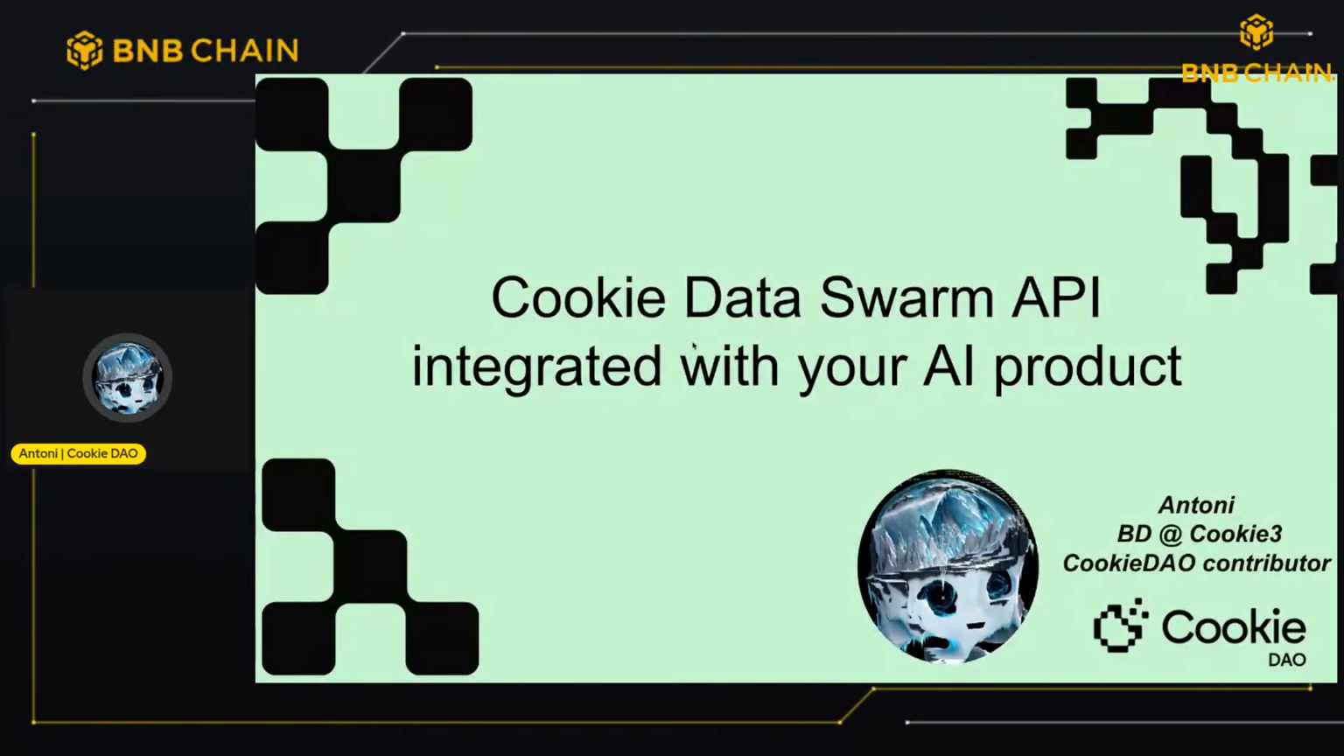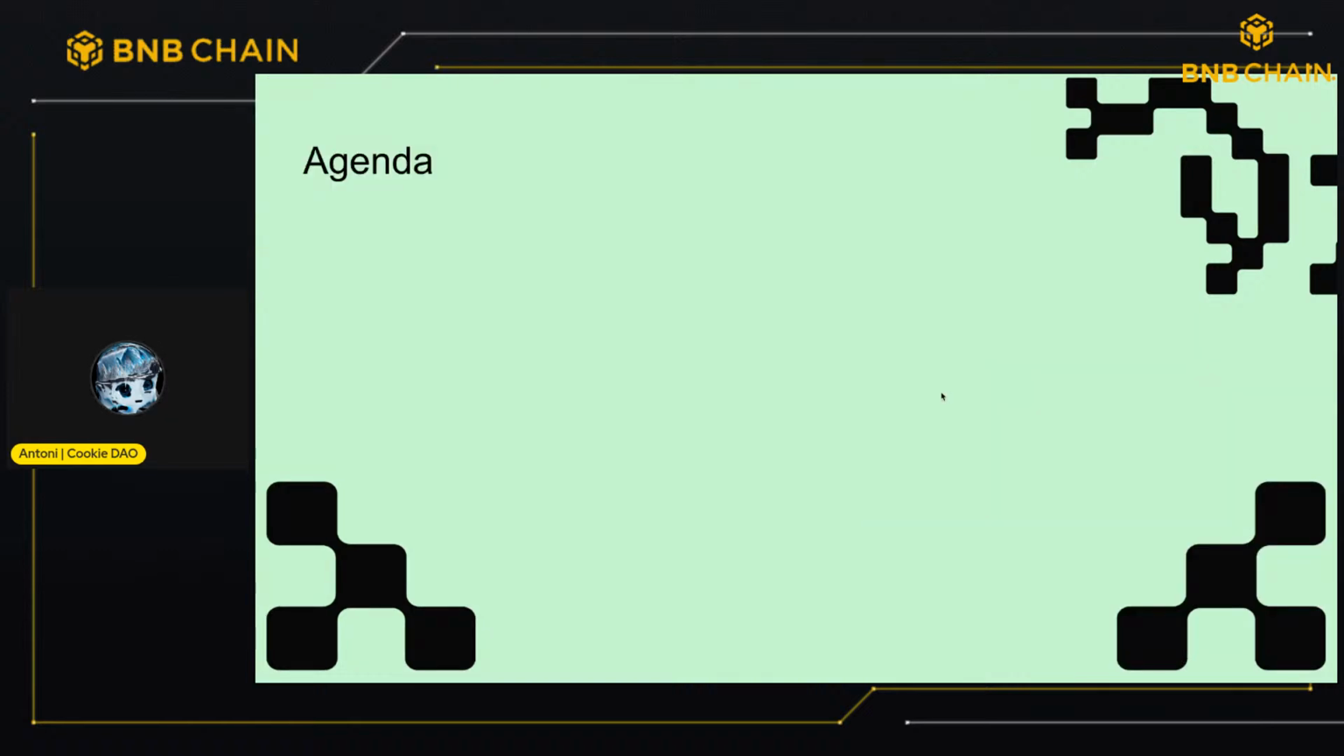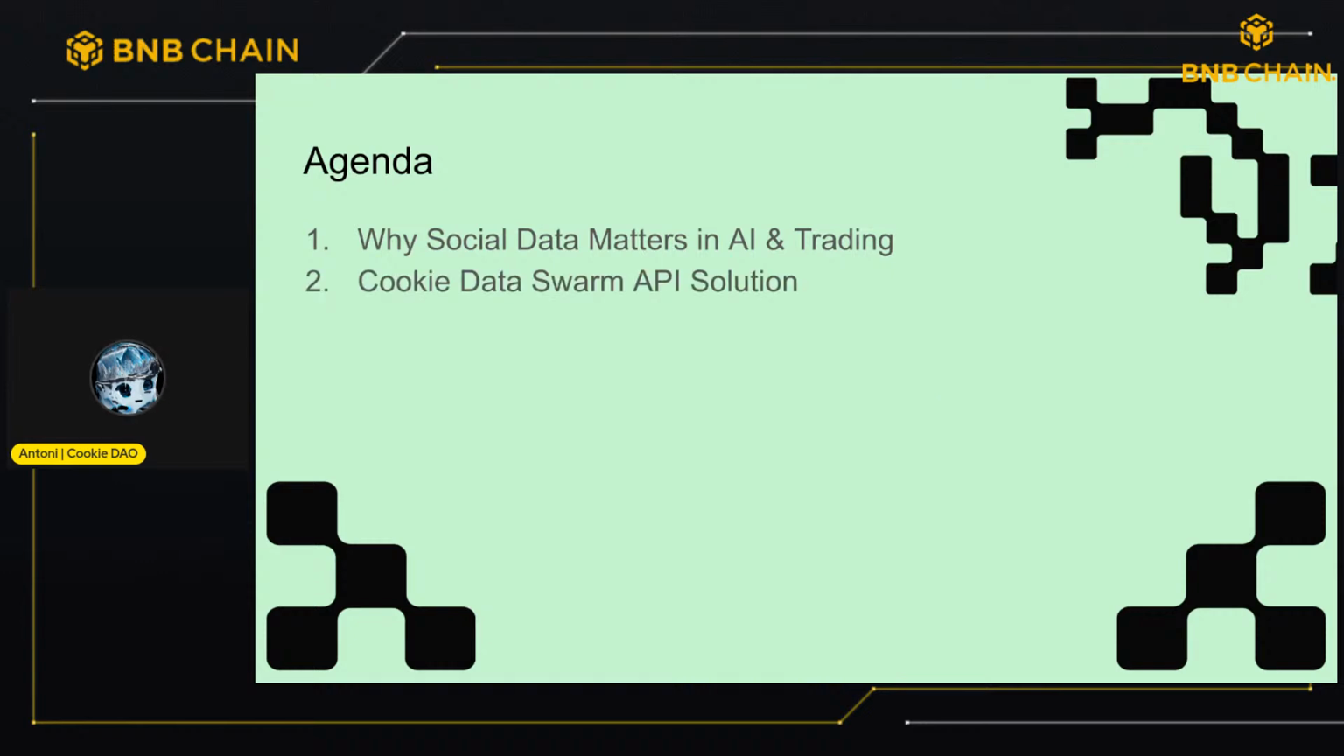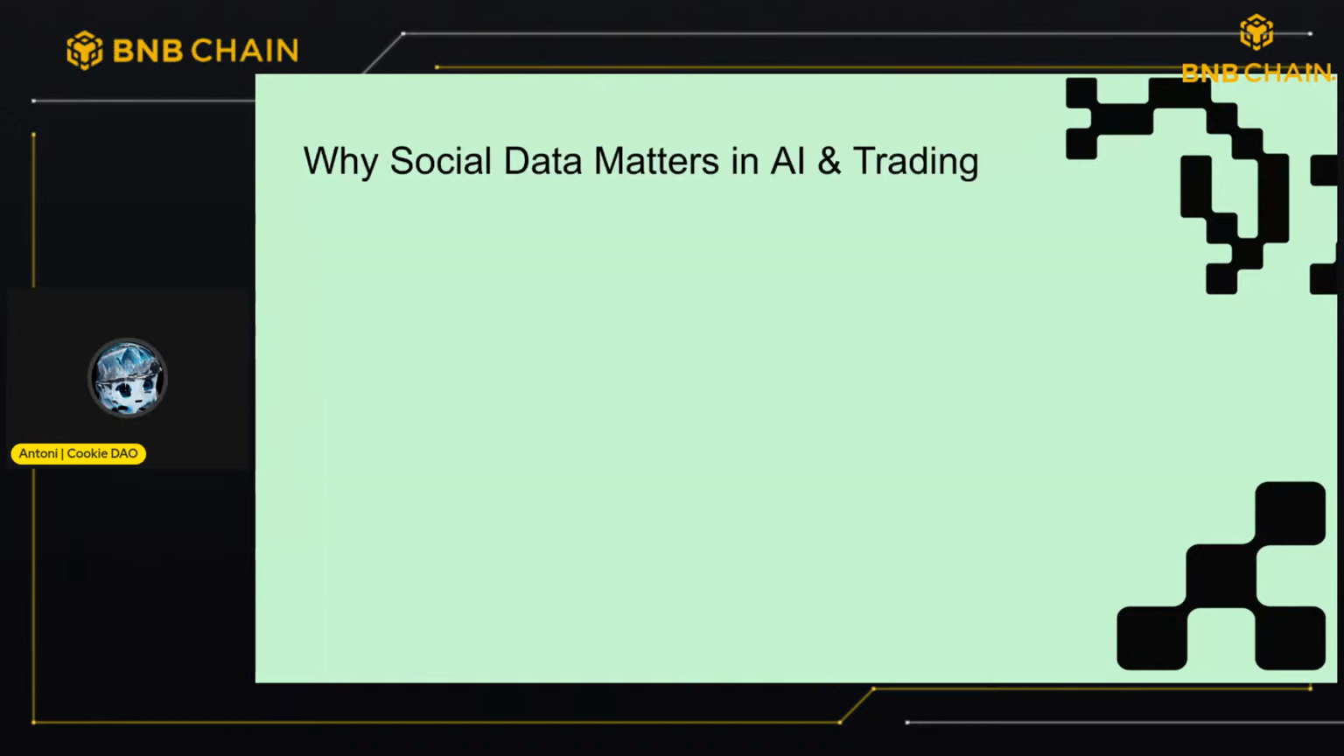Okay, so the topic of today's presentation is how the Cookie Data Swarm API can be integrated with your AI product. The agenda: we will discuss why social data matters in AI and trading, what the Cookie Data Swarm API solution is, how it works, what the use cases are, and how to get access.